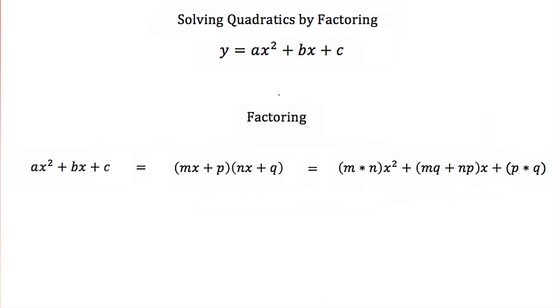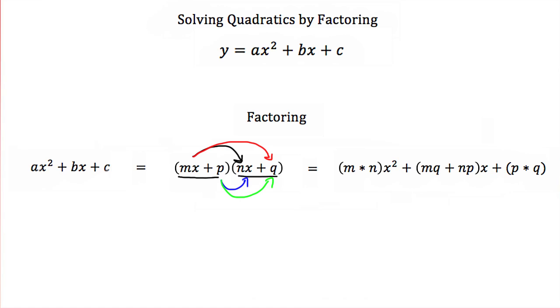But what if there wasn't a greatest common factor? What if we had y is equal to ax squared plus bx plus c, and there was no one number that we could take out of all of these terms? Well, then we go back to our foiling in reverse, or reverse foiling method, where we have two binomials in parentheses that when we multiply them together, we'll get an ax squared plus bx plus c. And remember to do this foiling, we take our first terms and multiply them together, our outside terms and multiply them together, our inside terms and multiply them together, and then our last terms and multiply them together.